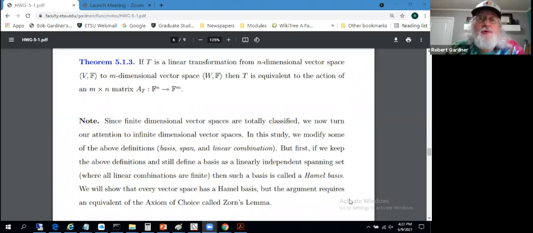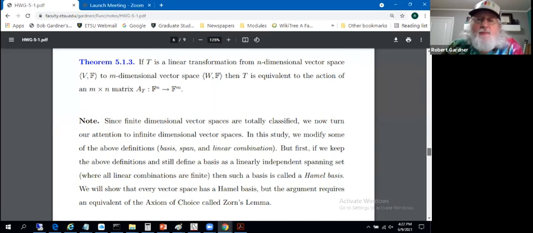So let's finish up the 5.1 section from Hong, Wang, and Gardner. We're shifting gears a little bit here and starting to address types of bases for vector spaces or linear spaces. Since finite dimensional vector spaces are totally classified in the fundamental theorem of finite dimensional vector spaces, we'll now turn our attention to infinite dimensional vector spaces.